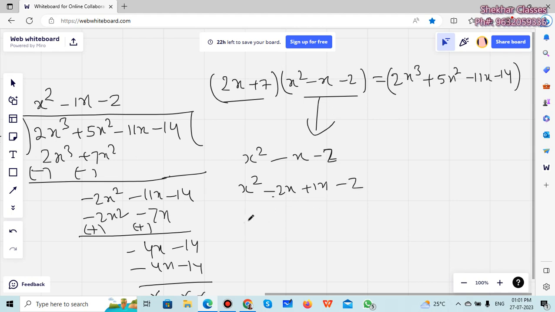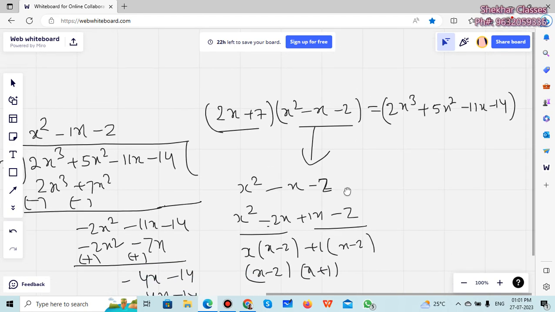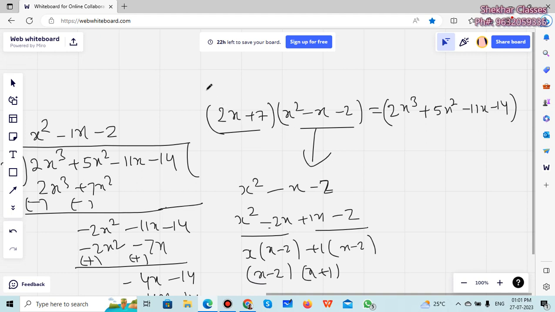Fine. So when we do that, we can take the common in these two. What is it? x minus 2 and plus 1 common, x minus 2. So x minus 2 is common in it, and x plus 1 is common in it. So what do we get? We factorize this part. So what do we have? x minus 2 into x plus 1. So I can write it here.